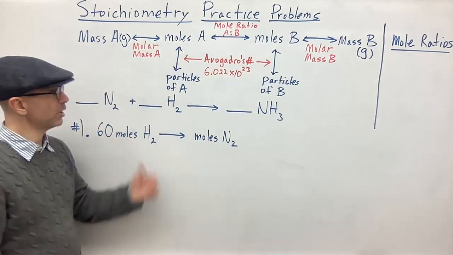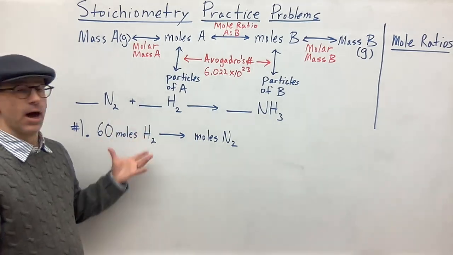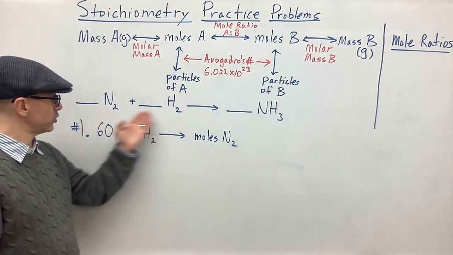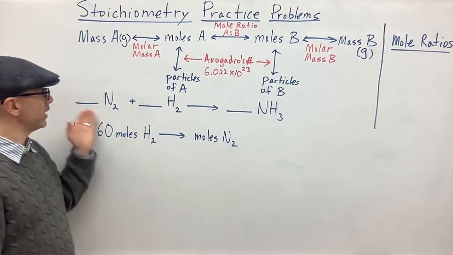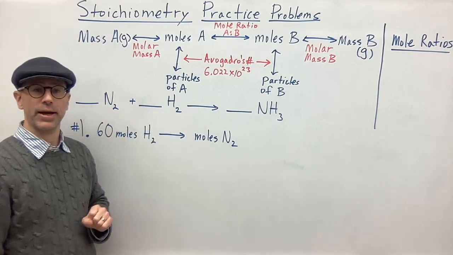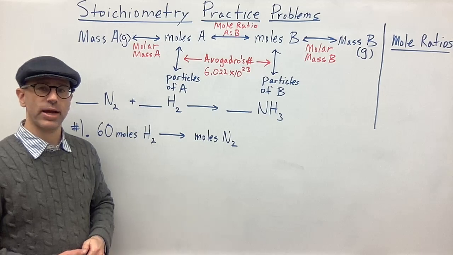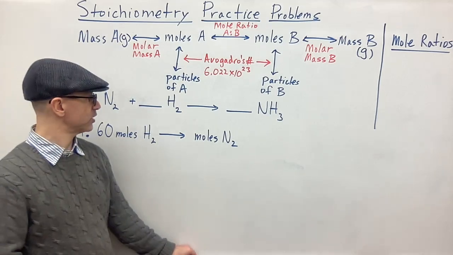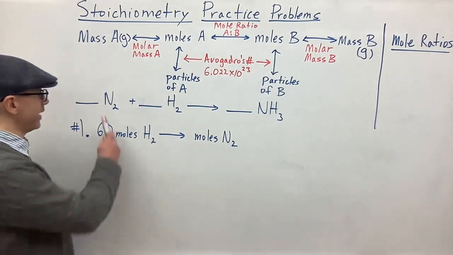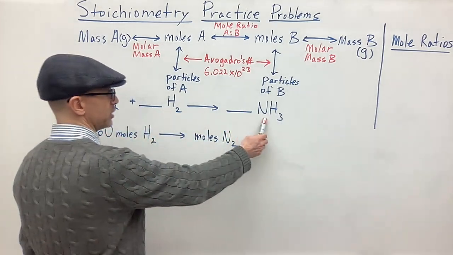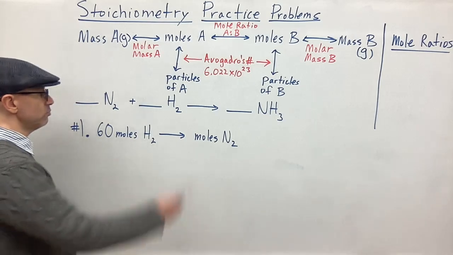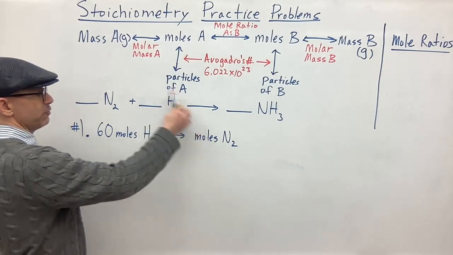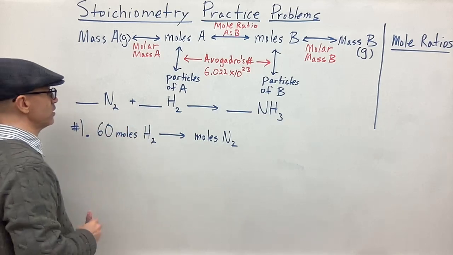So I'm going to go over a few examples using this equation right here. We need to first always balance the equation, because without the balanced equation, you can't get your mole ratios. So let's go ahead and balance this equation. We have N2, H2 and NH3. We'll save hydrogen for last. We'll balance the nitrogen first.